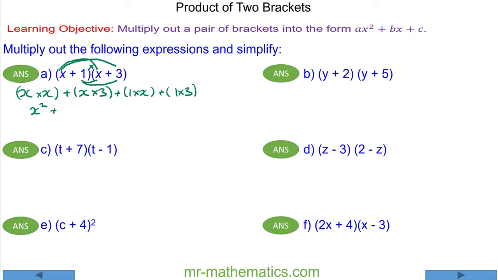So x times x is x squared, x times 3 is 3x, 1 times x is x, and 1 times 3 is 3. We can collect the like terms, so we have x squared plus 4x plus 3.